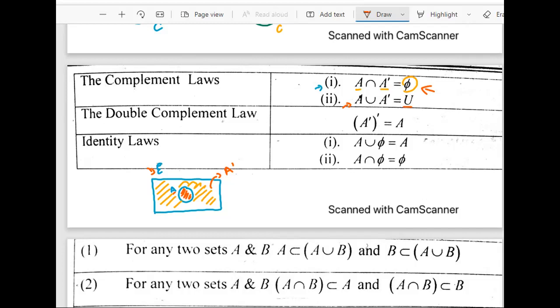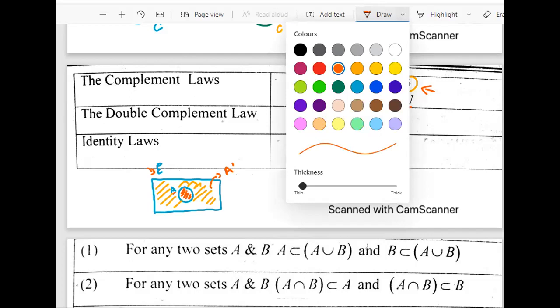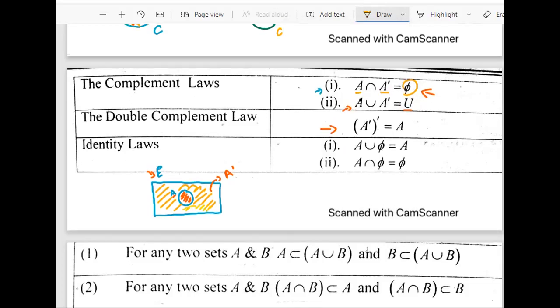If I talk about the double complement law, what do we know? A complement is the yellow part. If I talk about the complement of A complement, I will have everything other than A complement. I repeat, A complement is the yellow region that I have shaded already. If I take the complement of this yellow region, I will have everything in the universal set except the yellow region, and that is the orange region. That is A. So I will get A again.